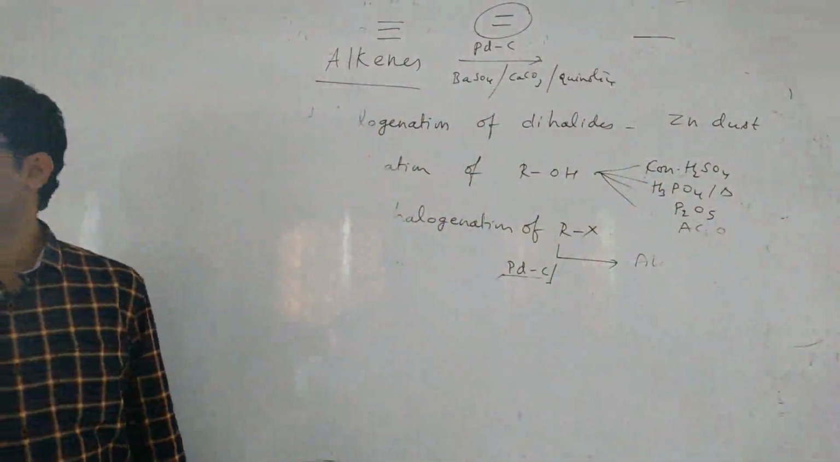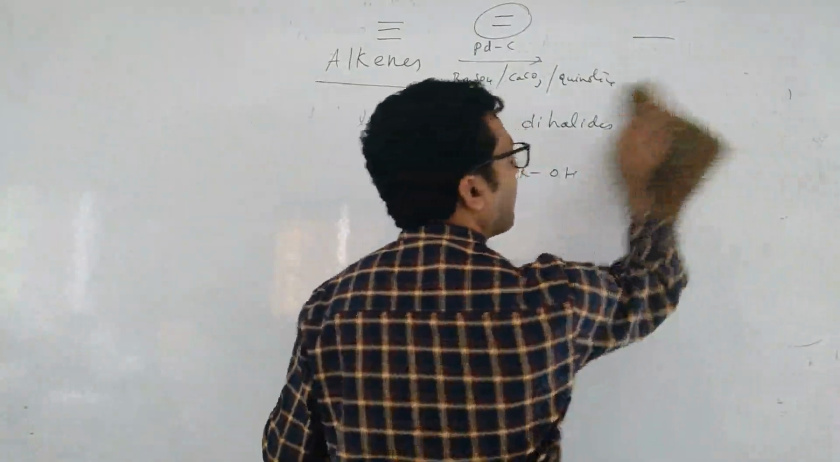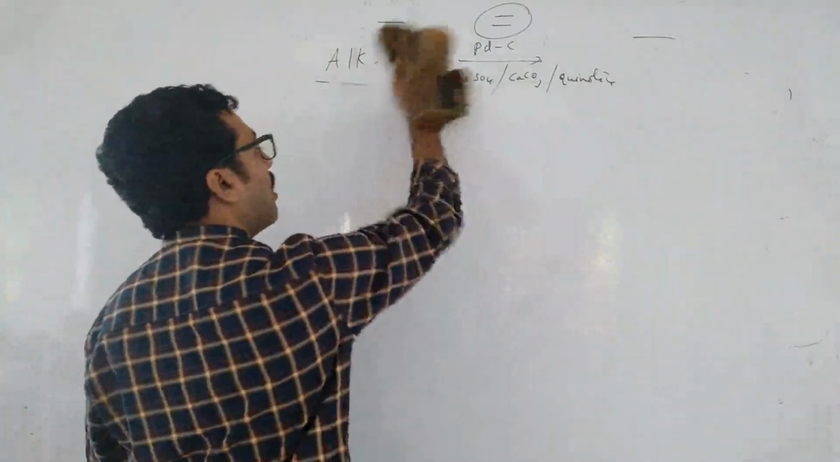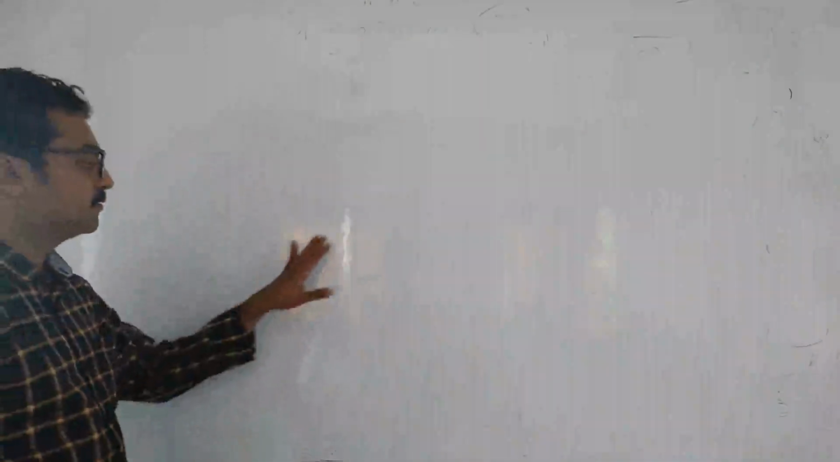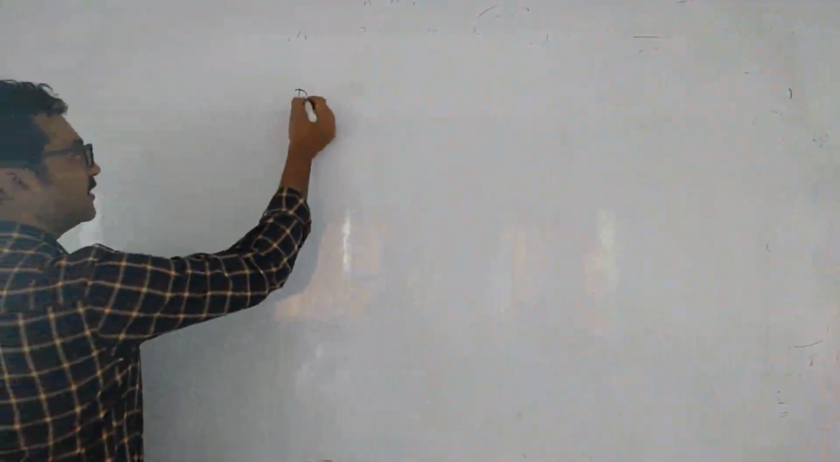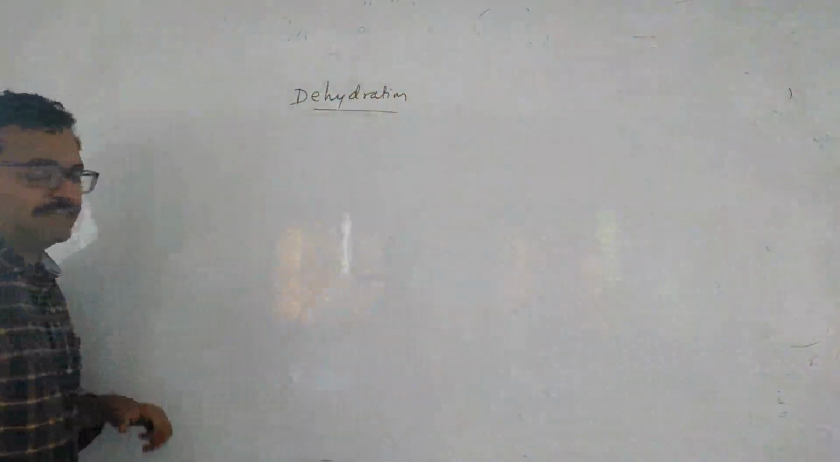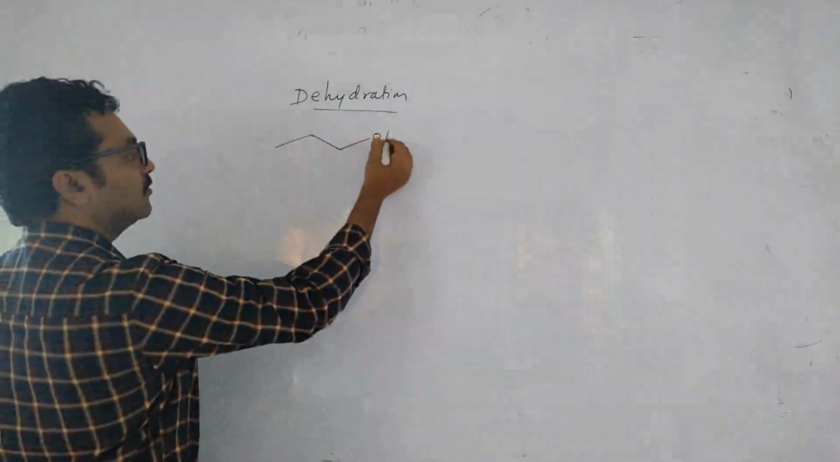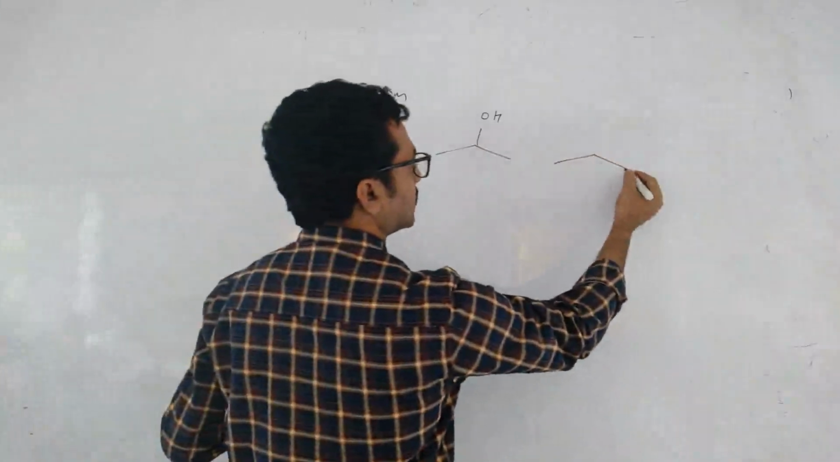Am I going fast? Okay, next. So we will go with dehydration. Some more examples. Dehydration, what is the important thing you have to see? So this is a primary alcohol. This is a secondary alcohol. This is a tertiary alcohol.